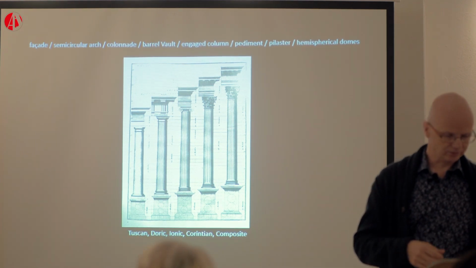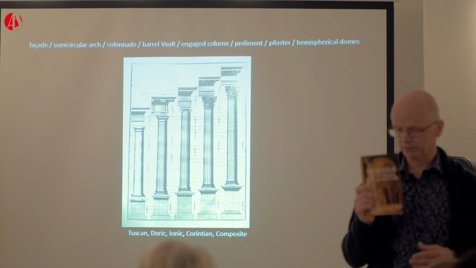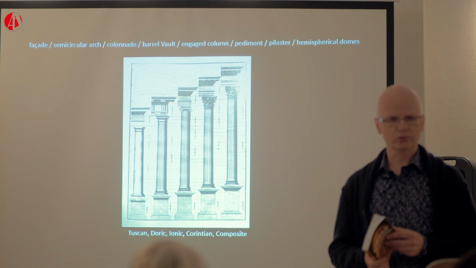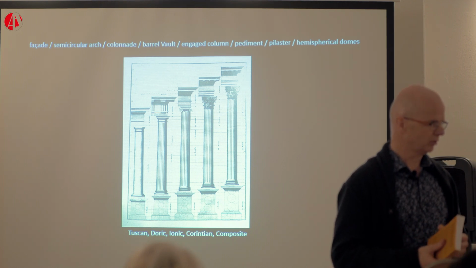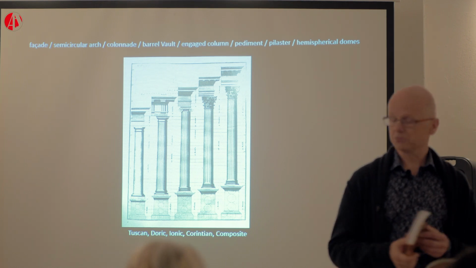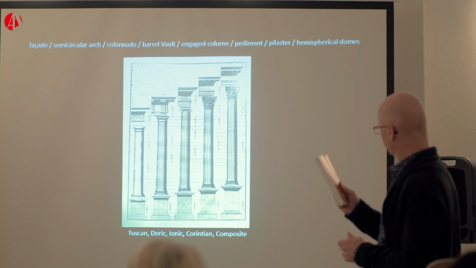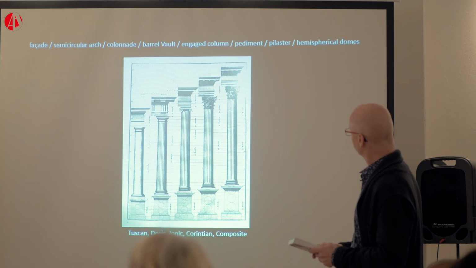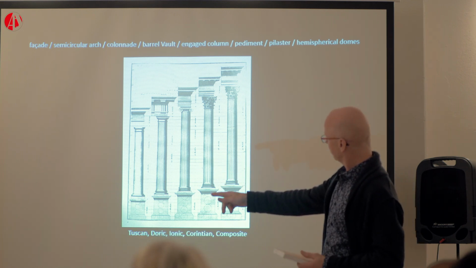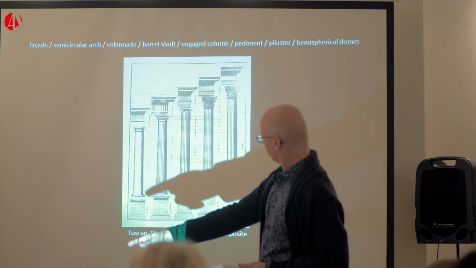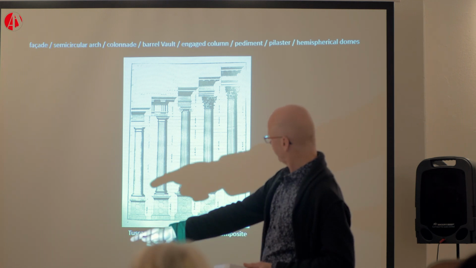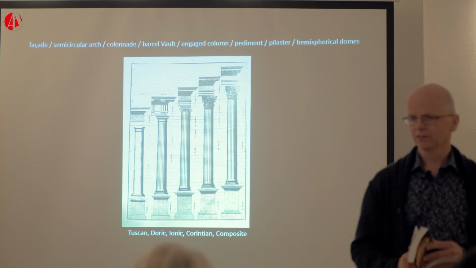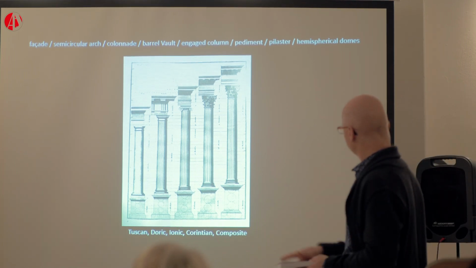And all of this came from the orders. So Vitruvius, when he wrote the 10 books of architecture, at that time it was all about the orders, of the columns and how it works. So you have the Tuscan, you have the Doric, the Ionic, the Corinthian, and the composite.